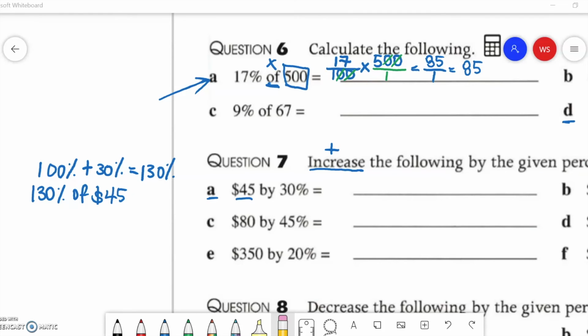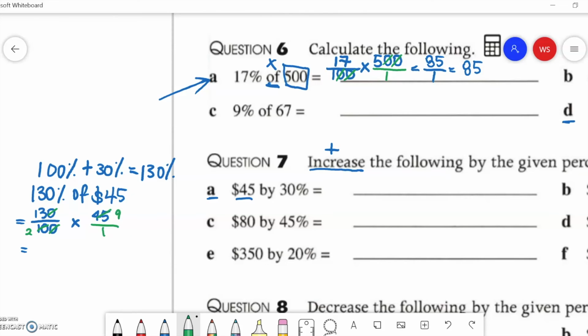Right, and the next step, expressing our percentage as a fraction. So that's 130 over 100 of becomes times 45 as a whole number over 1. Carry out your cancellation from there. So you have 0 and 0. 5 going into 10, that gives you 2. 5 going into 45 gives you 9.